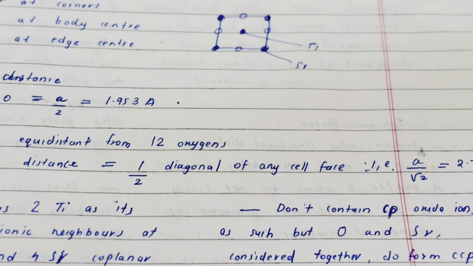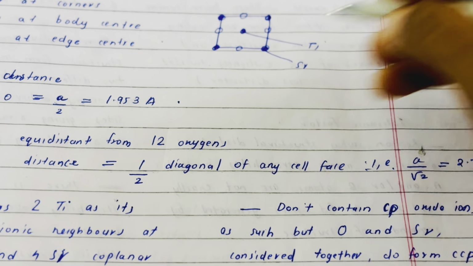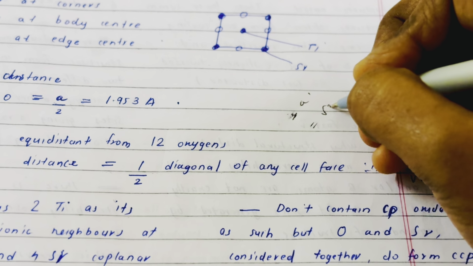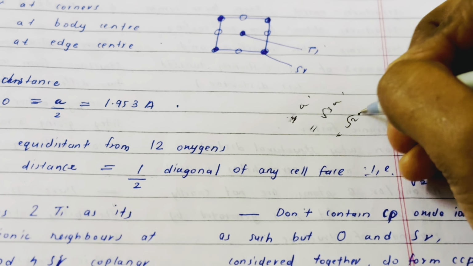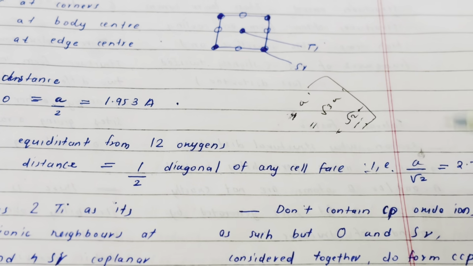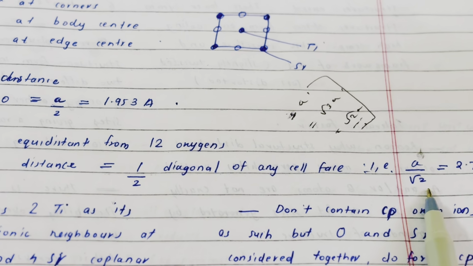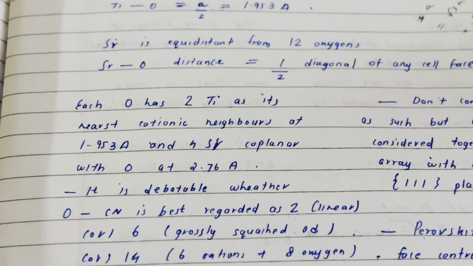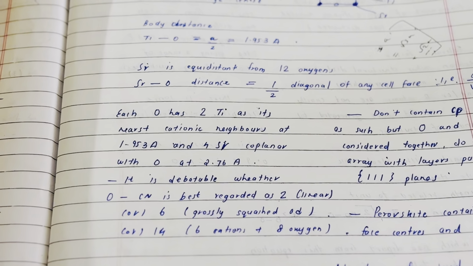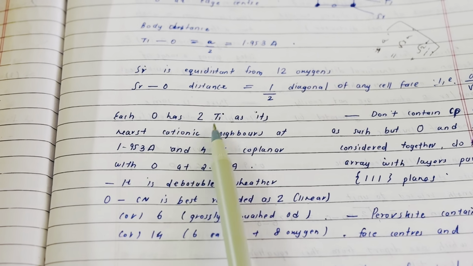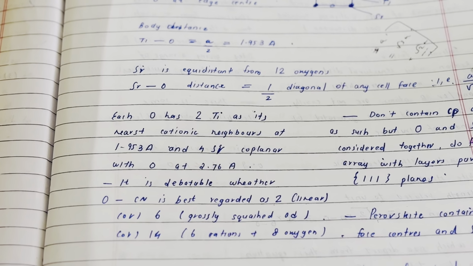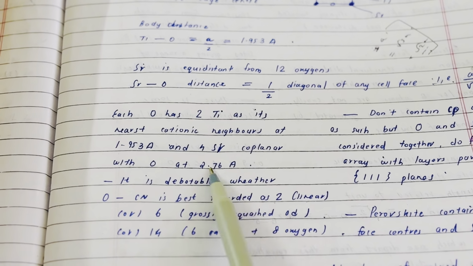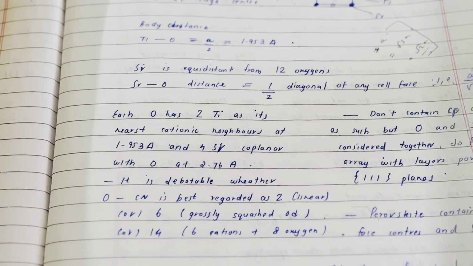That is a by root 2. You know the following things, that the edge of the cell is a, for a body diagonal it is root 3 a, and for a face diagonal it is root 2 a. So by considering these values, we can write that the strontium oxygen distance is a by root 2, which is about 2.7. So each oxygen has two titanium as its nearest cationic neighbors at a distance of 1.9, and 4 strontium coplanar with oxygen at 2.7. That is the conclusion of these things.